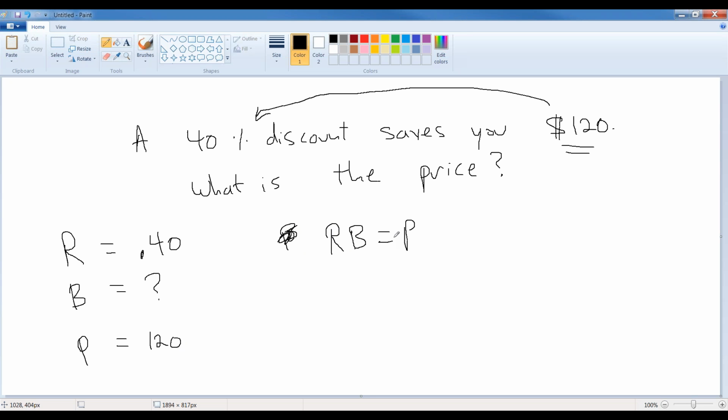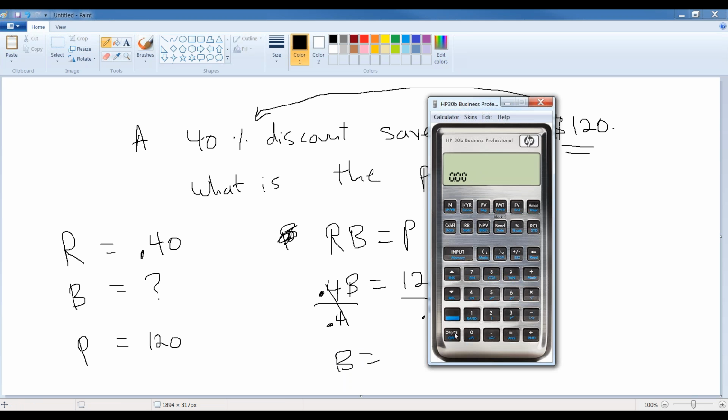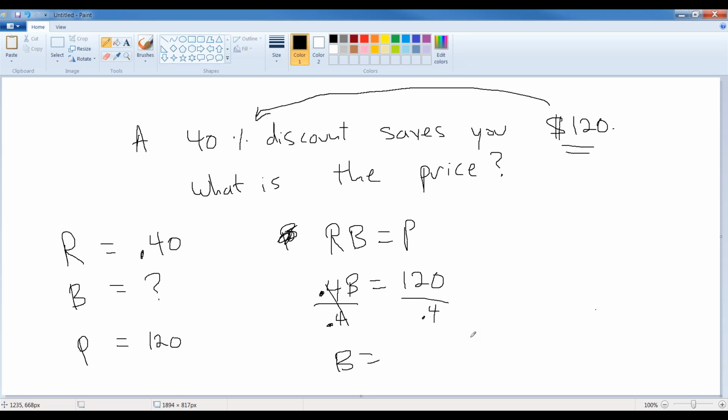The rate times the base equals the percentage representation. The rate is 0.4, the base we don't know, and the percentage representation is 120. Here, again, to isolate the base, we would divide by 0.4 on each side. If you do 120 divided by 0.4, I believe you should get 300, but let's do it just to make sure. 120 divided by 0.4, and we get 300. So the price of the entire thing was 300.